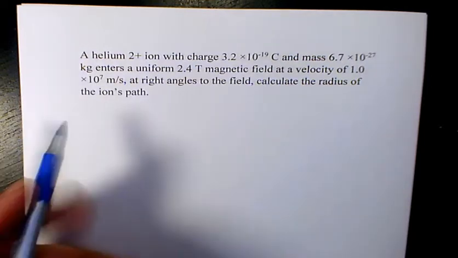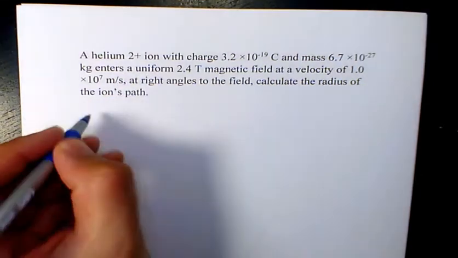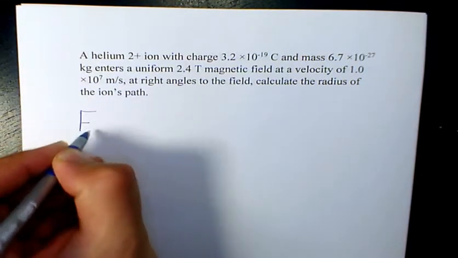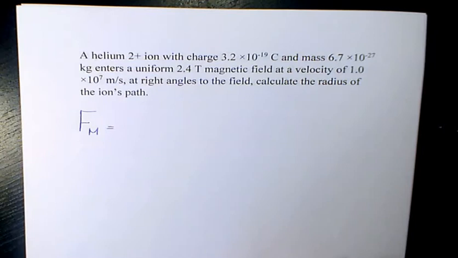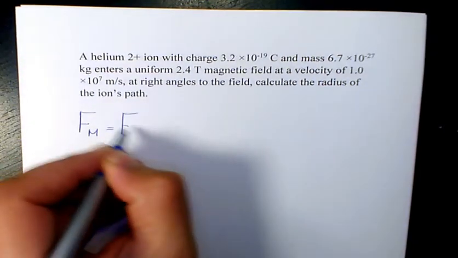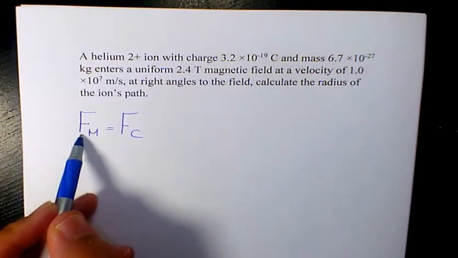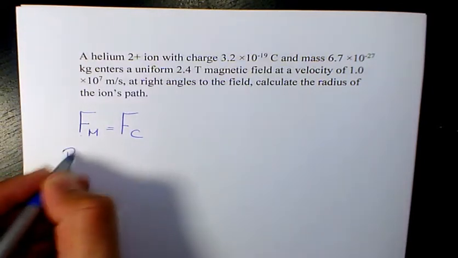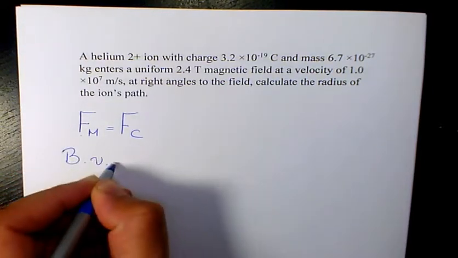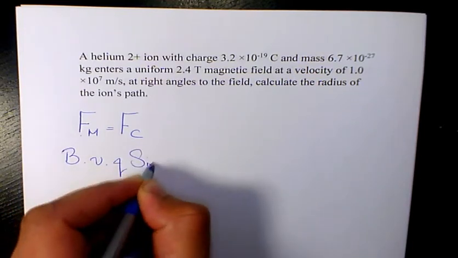So here we have a magnetic field, so the ion experiences a magnetic force, and that has to be equal to the centrifugal force. Magnetic force is going to be in terms of B times V times Q times sine theta.